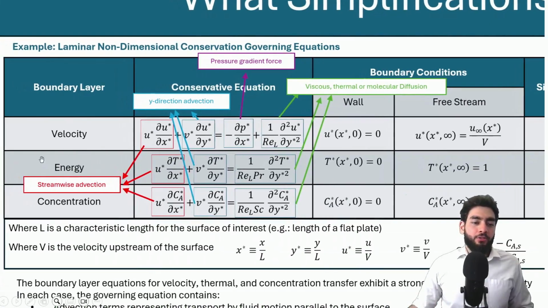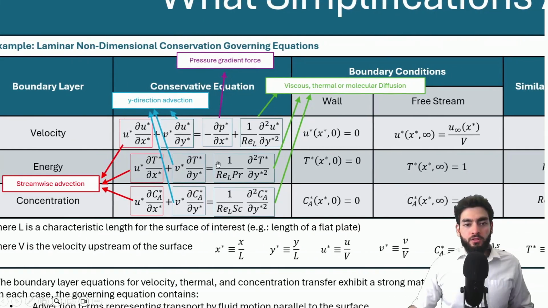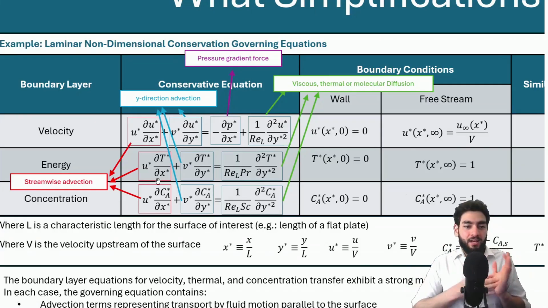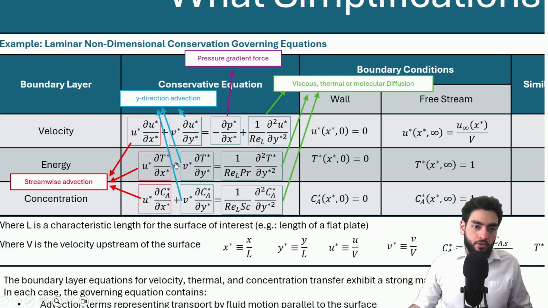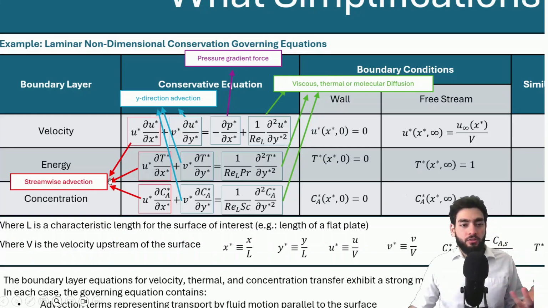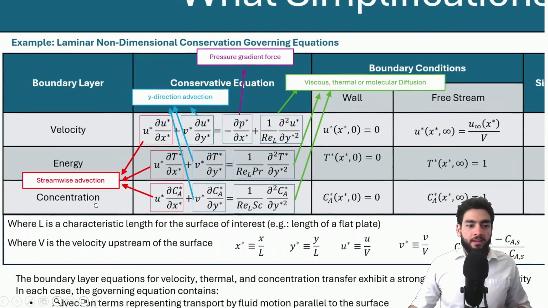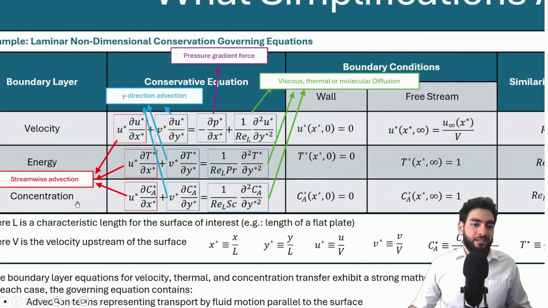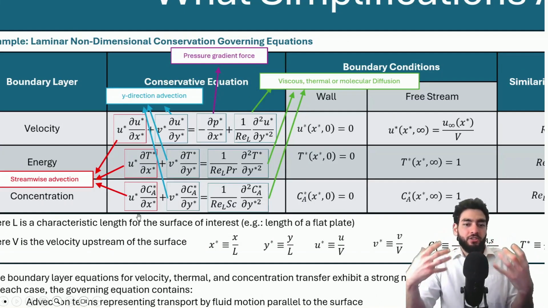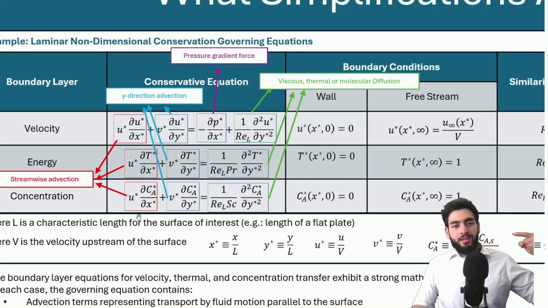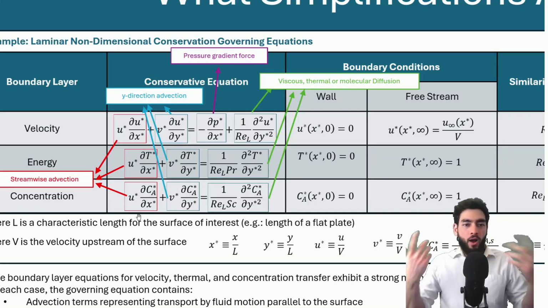Now, if you look at the thermal energy boundary layer conservation equation, we essentially have the same two terms on the left-hand side with respect to temperature, but essentially they are the advection terms, one in the streamwise and one in the y direction. And if you look at the concentration equations, you essentially have the same two components of advection that you need to consider, one in the streamwise direction, one in the y direction.